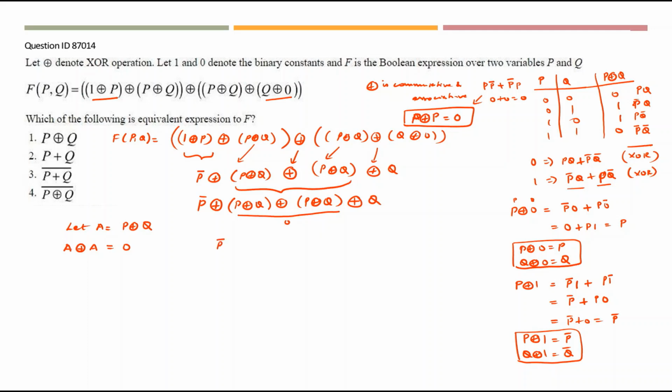So P dash XOR 0 XOR Q. This 0 is because we are taking let A is equal to P XOR Q. Any variable that has XOR operation with the same variable will end up in 0. Now anything with 0 will give the same variable. So this will be P bar XOR Q.